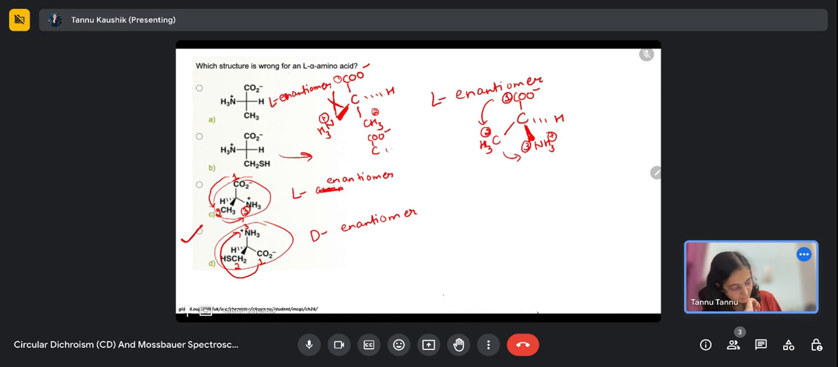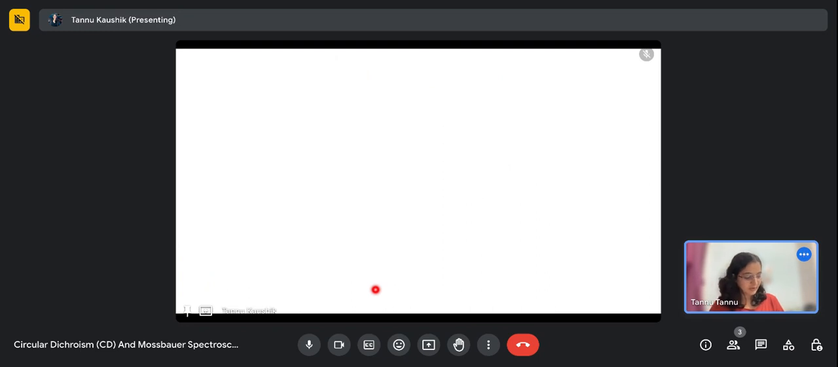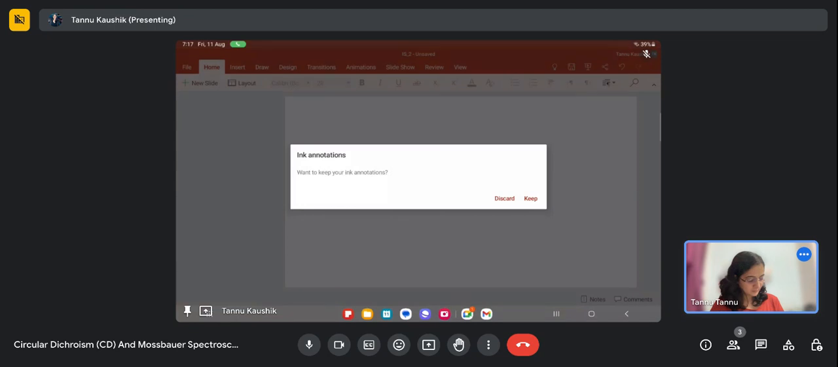COO minus, H, NH3 plus and CH2SH, because these two are in plane and these are towards and away from the observer. So this will be second and this will be third. So this is also L enantiomer. So the right answer is D. Okay, is it clear? Yes, ma'am.